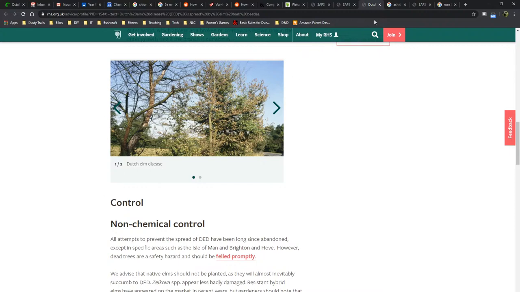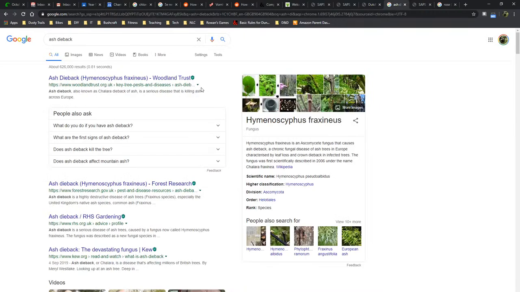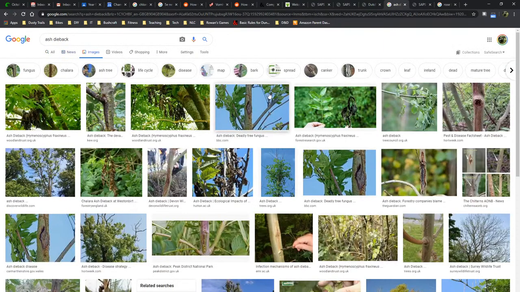The other one that's causing a big issue at the moment: ash is one of the most useful trees in the UK. We use it for building. It makes an amazing firewood. If you look at people that do coppicing and green woodwork, ash is one of the trees of choice they'll use quite a lot. The problem is we've got this ash dieback disease at the moment.